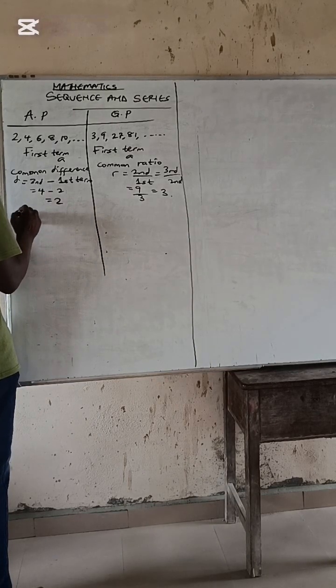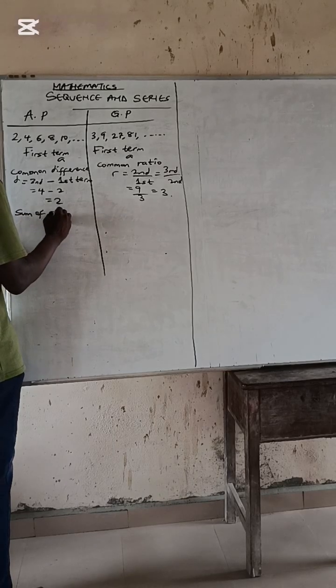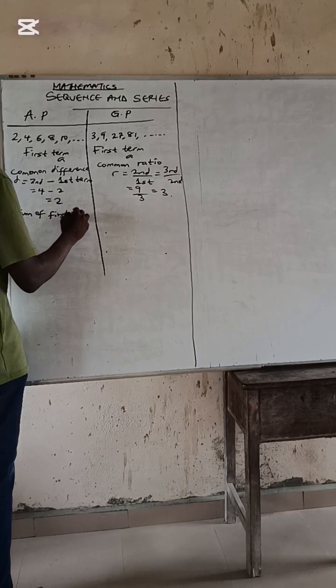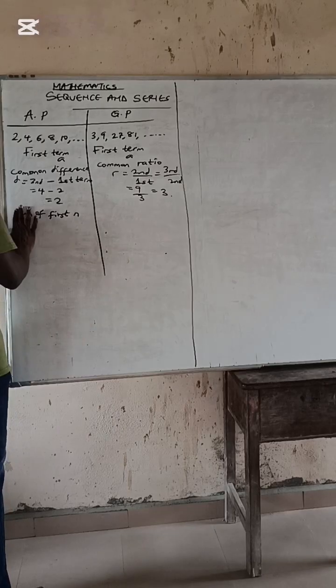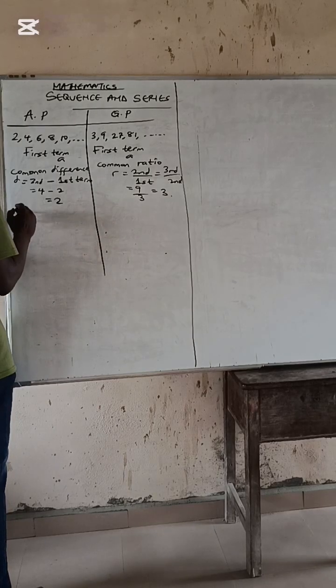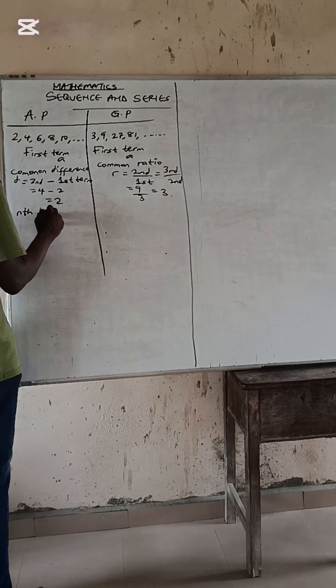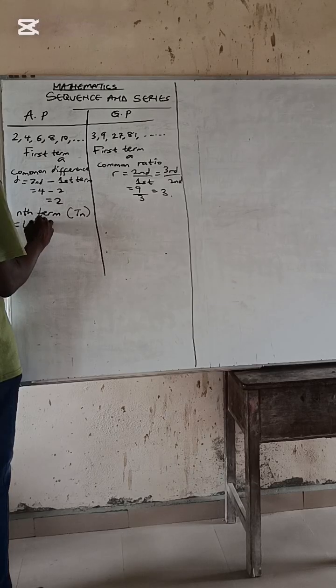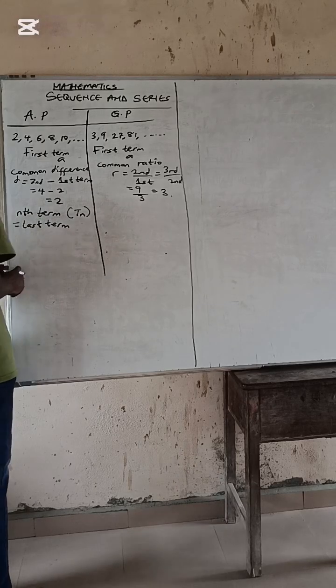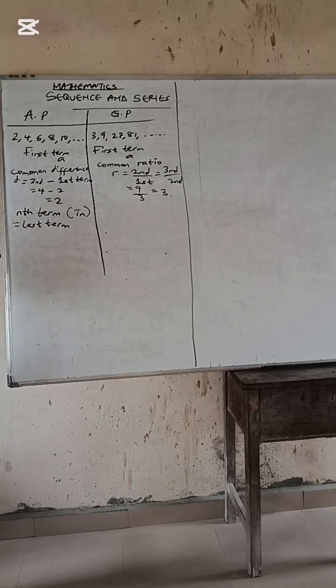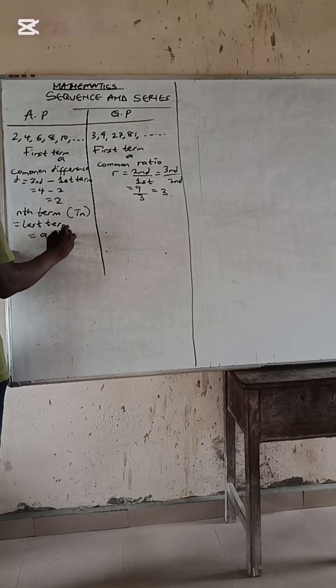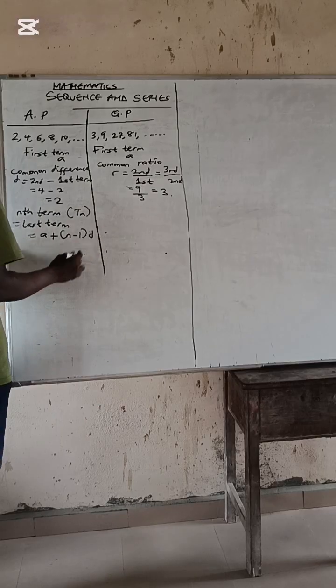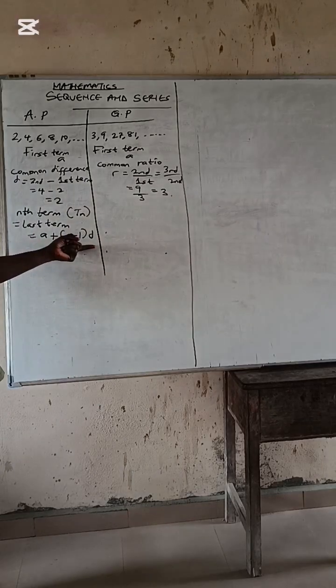So moving on to the next one, we have another terminology in AP: the sum of the first n terms. But before I move to that, let's talk about the nth term. The nth term of an AP is denoted by Tn, which is also the same thing as the last term. So when we say the nth term of an AP, we're also talking about the last term of that AP, which is a plus open bracket n minus 1 close bracket d.